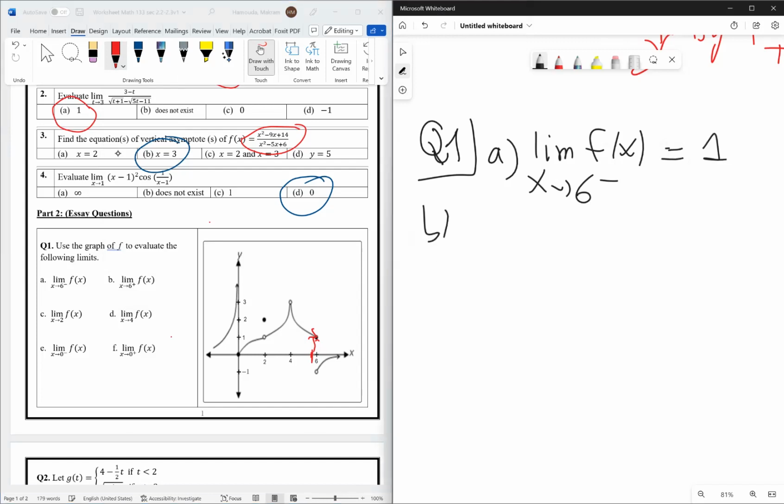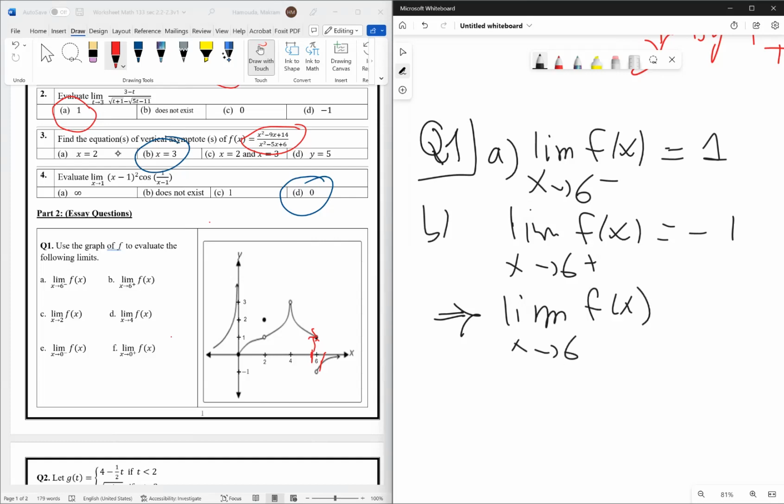B, limit 6 plus. So I am somewhere here, and you see the limit. So the limit of f of x when x approaches 6 plus is equal to -1. By the way, we can conclude, of course, here, this is not in the question, but we can make the conclusion that the limit of f of x when x approaches 6 does not exist. This is an extra observation.